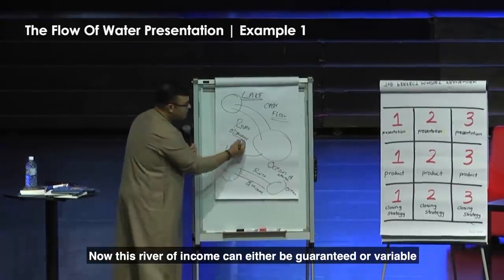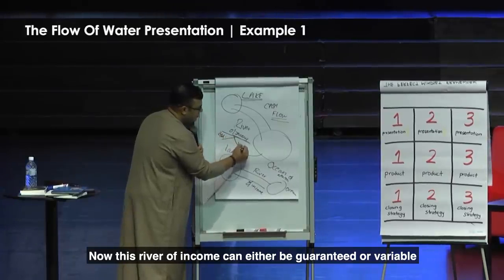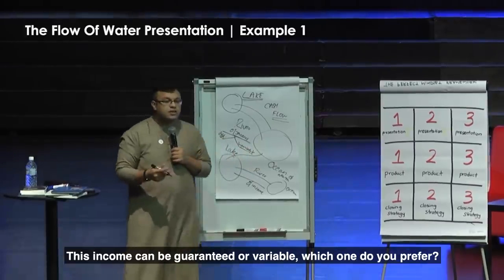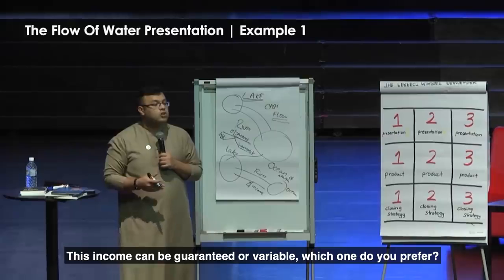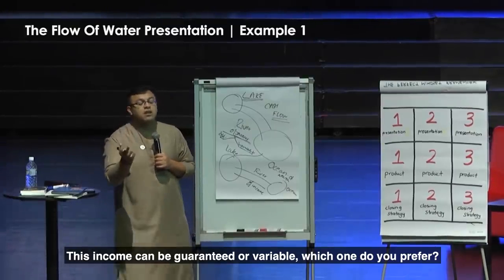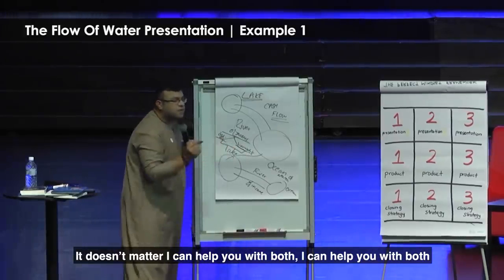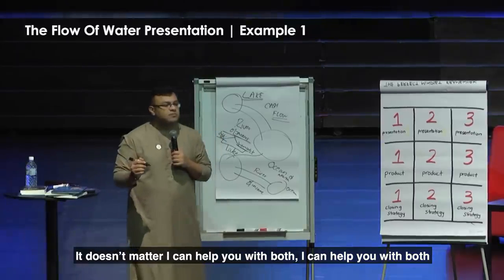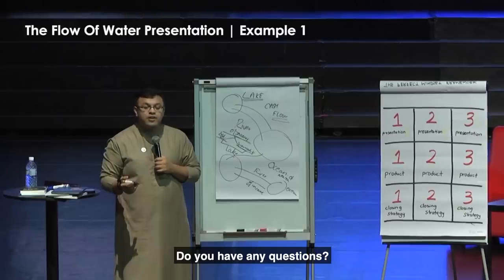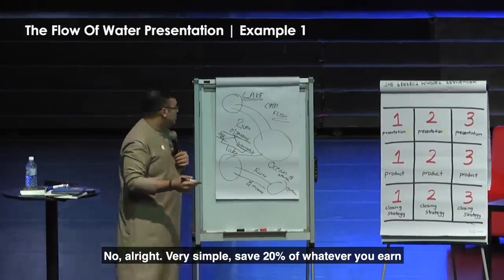Now, this river of income can either be guaranteed or variable. This income can be guaranteed or variable. Which one do you prefer? It doesn't matter. I can help you with both. Do you have any questions? No? All right. Very simple.